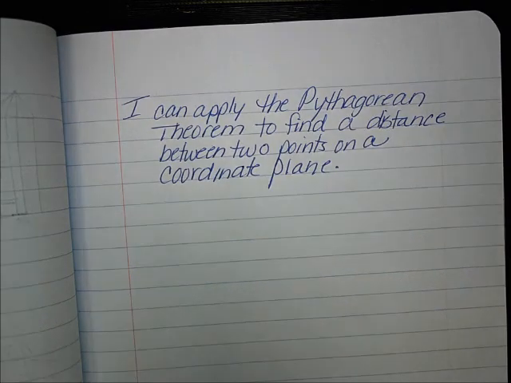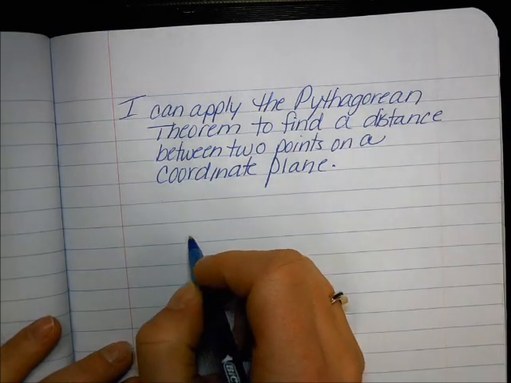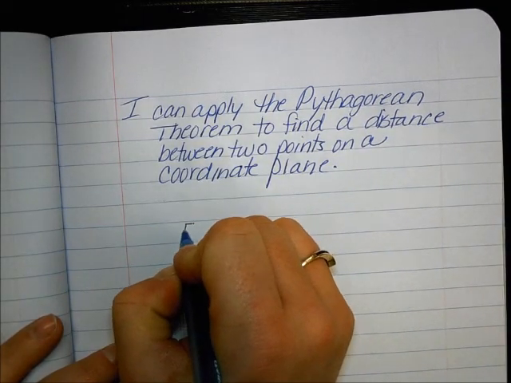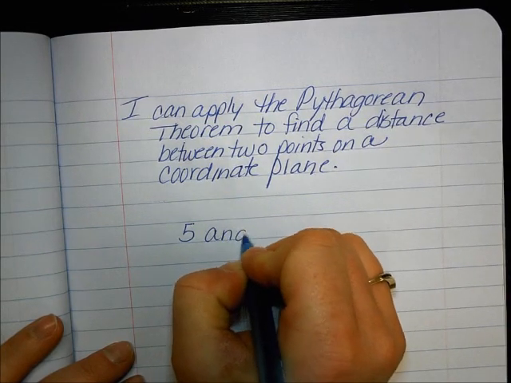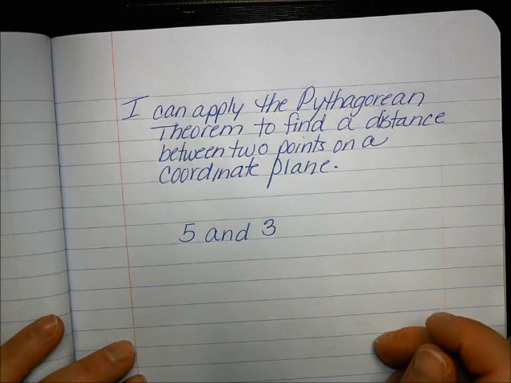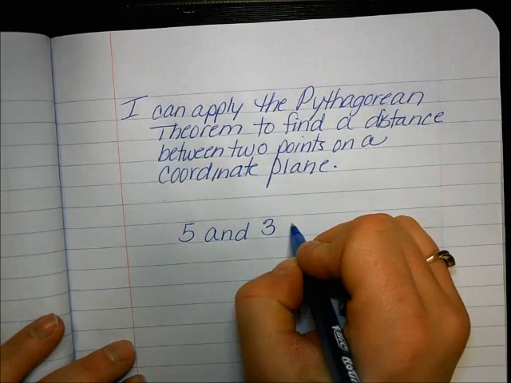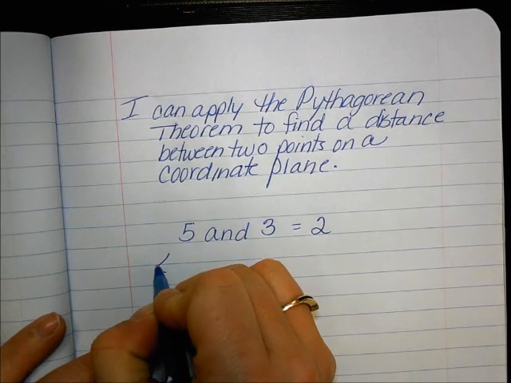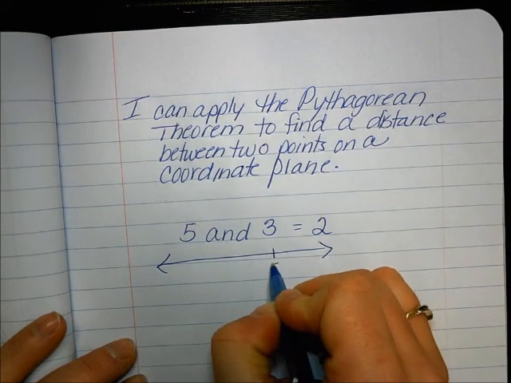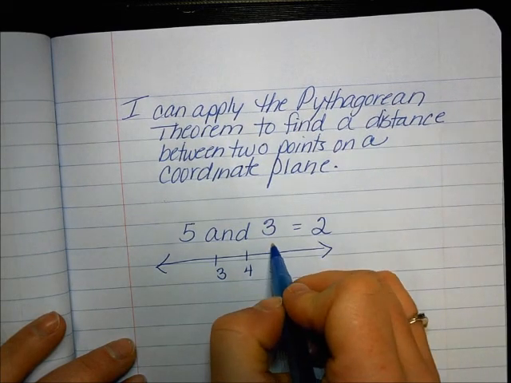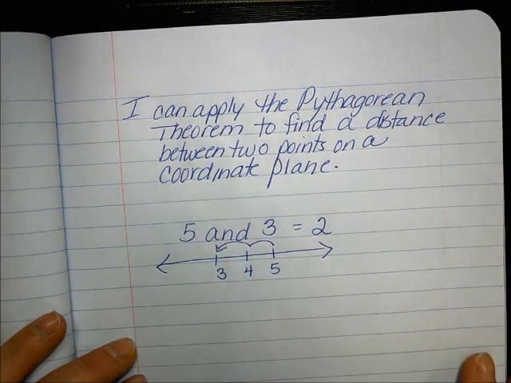What I want you to think about is the distance between 5 and 3. The distance between 5 and 3 is going to be 2. If you think about a number line, here's your 5, here's your 4, here's your 3. The distance between them is 2.